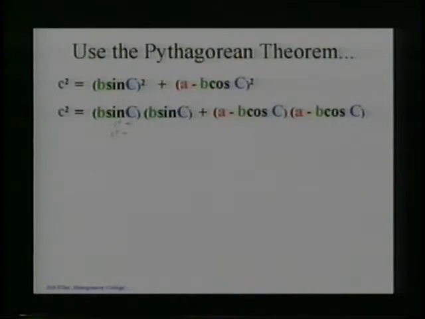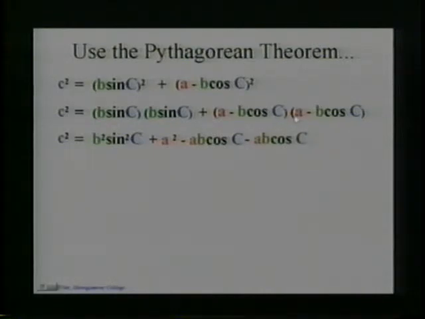Okay, now I got some multiplication to do here. Well, it's easy here. Just multiply those two. I get b squared sine squared c. Okay, not a big deal. Multiply this times this, I get a squared. Multiply a times this, I get minus ab cosine c. Now I'm done with a. Now this times this, I get another minus ab cosine c. I switched them on you. And then the last two terms, this times this, a negative times a negative will be a plus b squared cosine squared c.